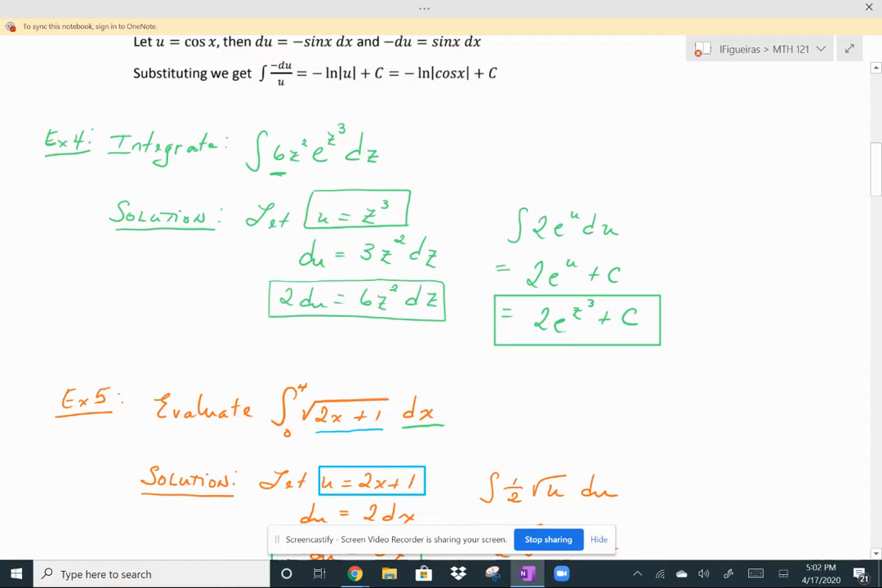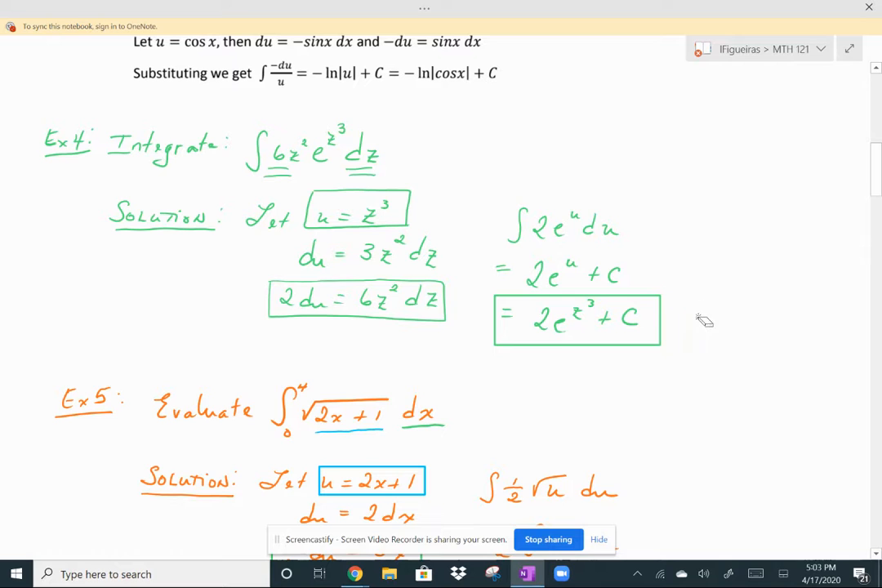So if you multiply both sides by 2, you get that 2 du equals 6z squared dz. So 2 du replaces 6z squared dz when you make your substitution, and u replaces z cubed. And that's what you see here. So I have 2 e to the u du. The antiderivative of e to the u is just itself. So your answer is 2 e to the u plus c. But then in the end, you replace u with what u is equal to. So we have 2 e to the z cubed plus c.